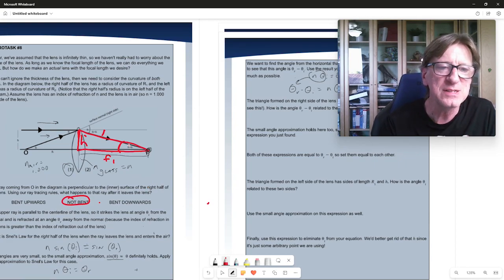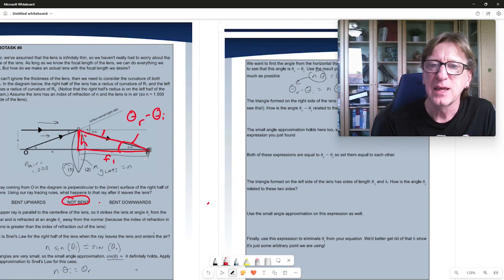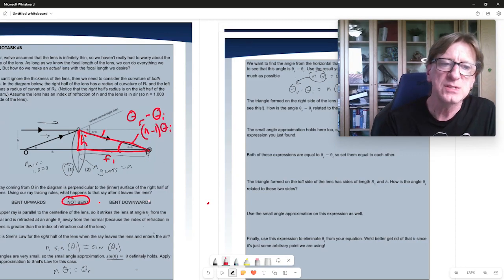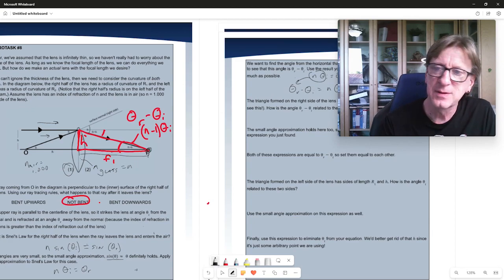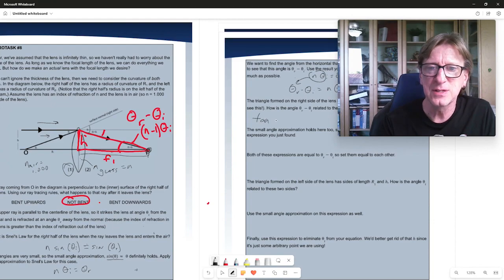All right, so that means that this angle right here must also be theta r minus theta i. And we decided that that was equal to (n minus 1) theta i. So how is that angle related to H and F1? Which trig function is going to give that to me? Well, that one's going to be the tangent. And so the tangent of theta r minus theta i must equal the opposite over adjacent. So that's going to be H over F1, like that.